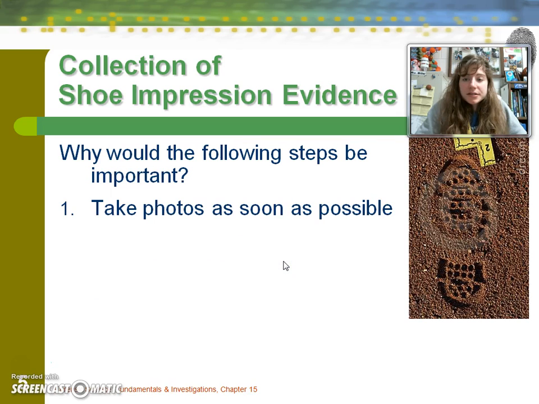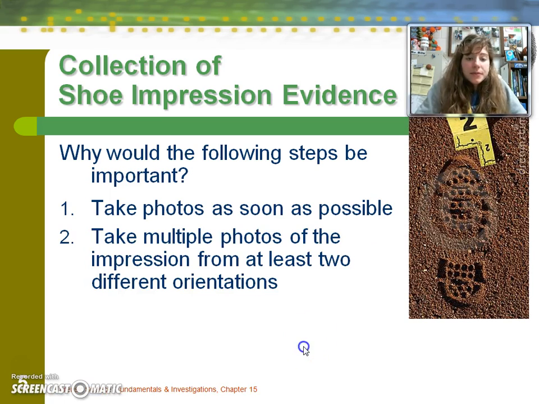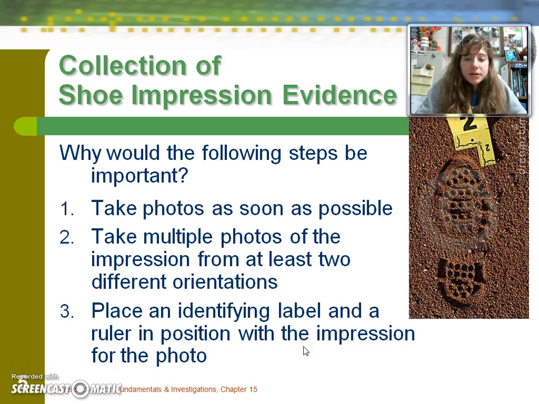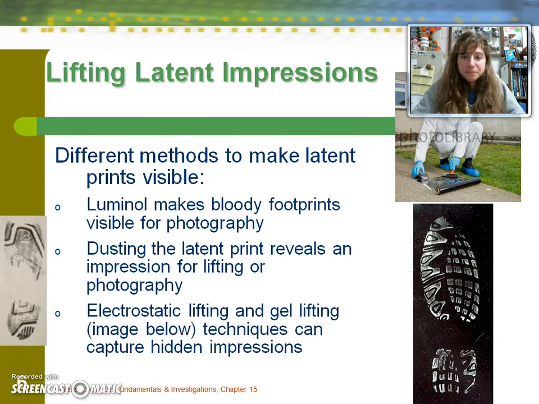in order to process the shoe evidence, you need to take photos, of course, with the photo rule. And at least two different orientations with a label and a photo rule. Oblique lighting is using light coming in from the side to be able to increase the contrasts that the impression has left, and that can make it more visible, so that's another way of being able to evaluate it.